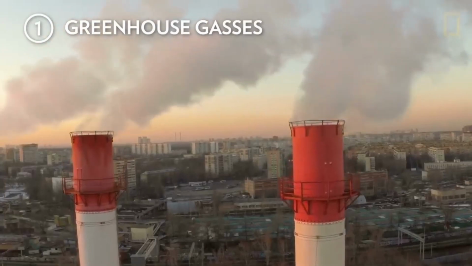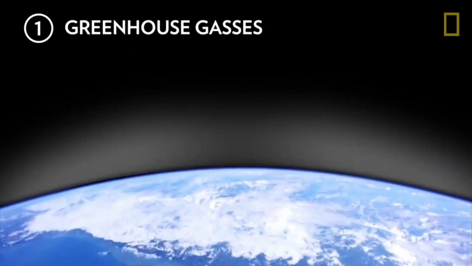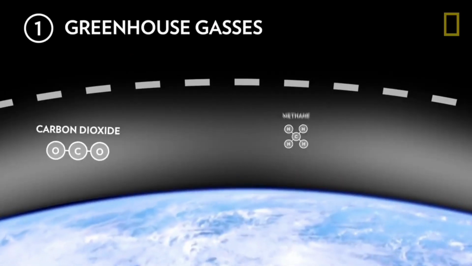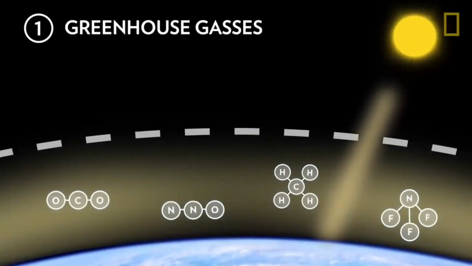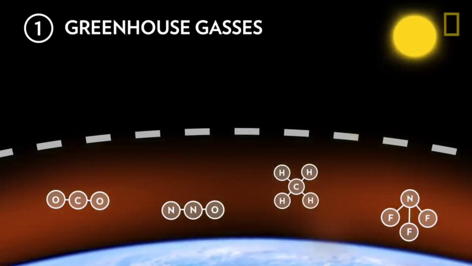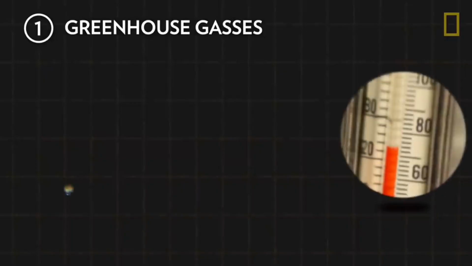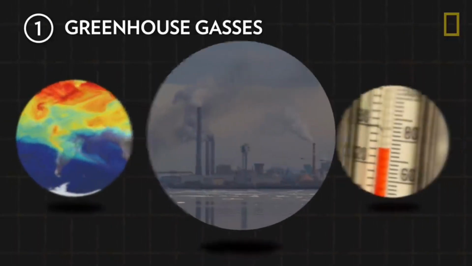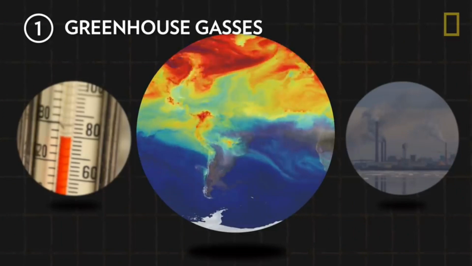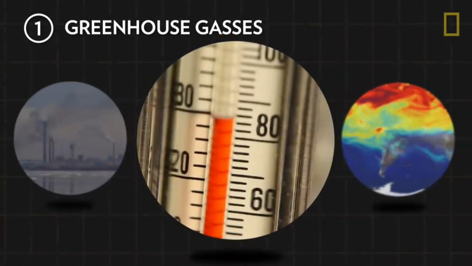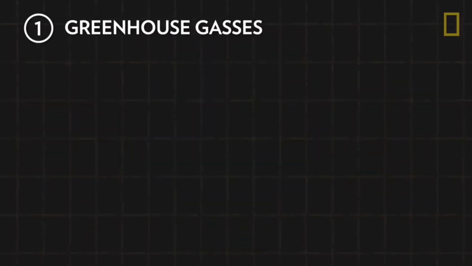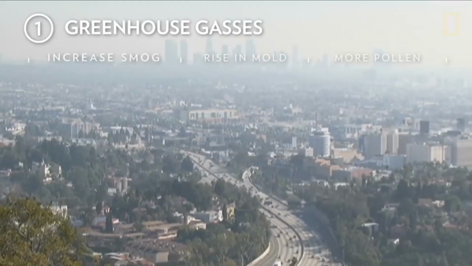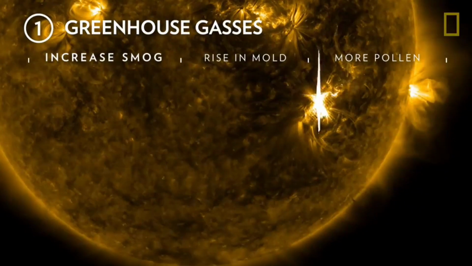These gases, like carbon dioxide, nitrogen oxide, methane, and fluorinated gases, trap heat from the sun in Earth's atmosphere. This creates a cycle where air pollution contributes to climate change, and climate change creates higher temperatures. For example, climate change increases smog because it forms in the presence of high levels of heat.